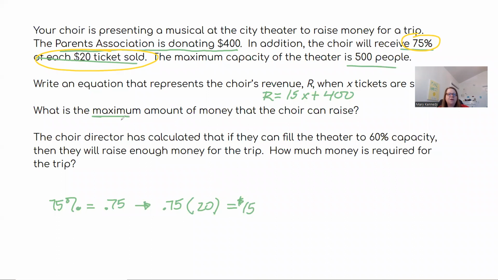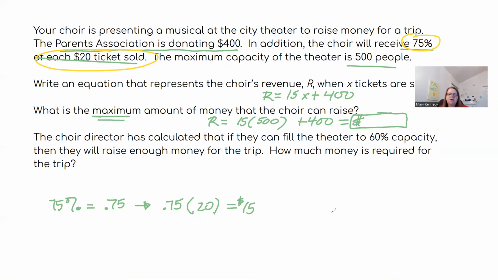So the maximum amount is going to be if the theater is completely full, and we know that that's 500 people. So we can just substitute 500 in for X to get that amount. So if you multiply 15 times 500 plus 400, you're going to get your maximum there. So that will be your answer to that.